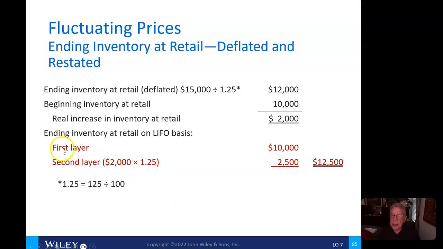So now my ending inventory at retail on a LIFO basis, my first layer was $10,000, right? And now the second layer is 2,000 times 1.25 or 2,500. So that totals 12,500. Okay, everybody see that? Get comfortable with these deflating and inflating percentages as they will come into practice more as we go through the course.